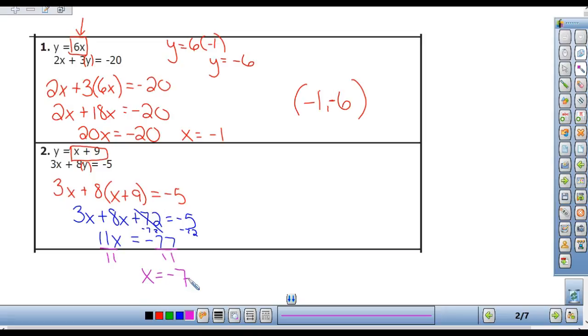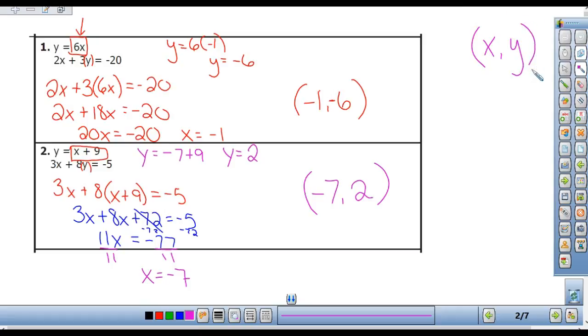And now what do I do with that x? I'm going to plug it in. So y equals negative 7 plus 9. So y is, oh, careful, positive 2, there you go. So the point that this creates is negative 7, comma 2. Yep, because points, remember, in ordered pairs are always x, comma, y. Okay, so x always comes first, y always comes second.